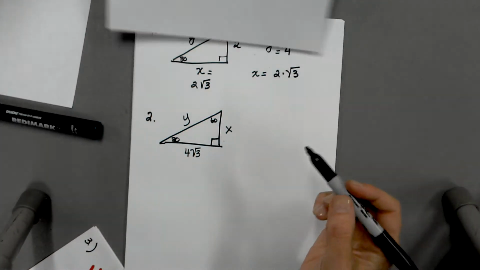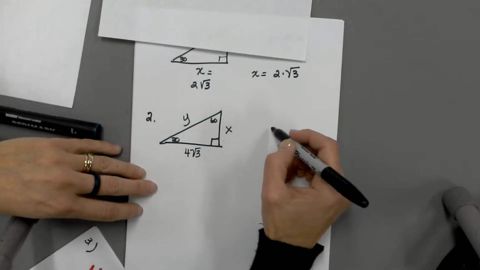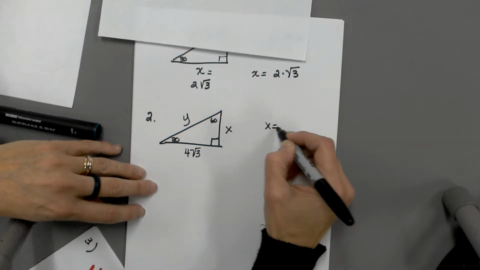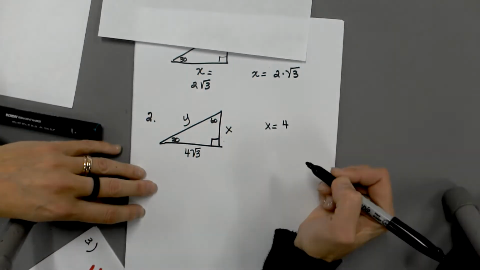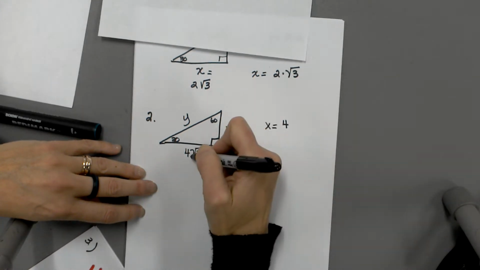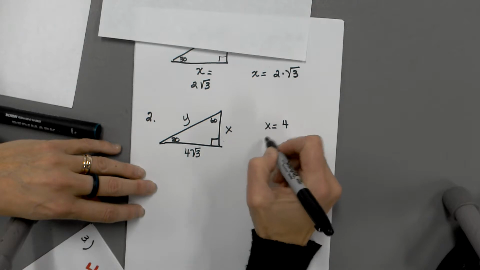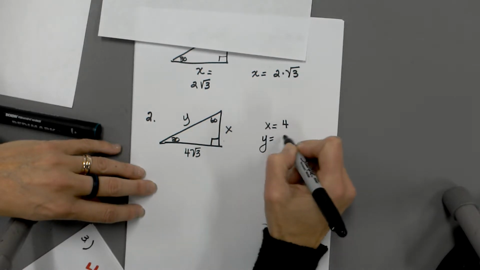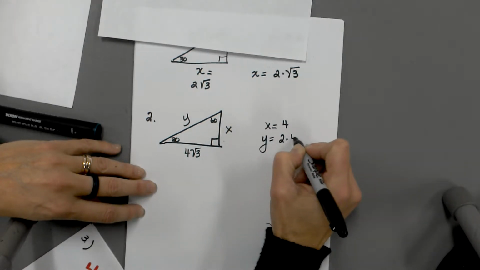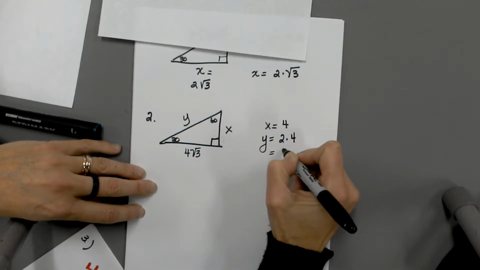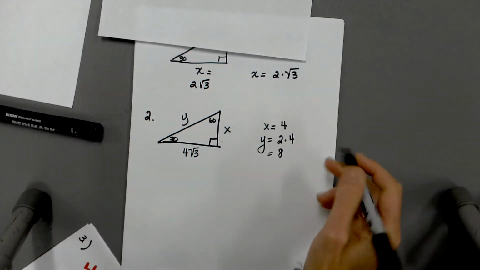So 4 root 3 divided by root 3 is just going to be 4. So the short leg is 4. You can check yourself: 4 times the square root of 3 gives you the long leg, and there you go, we're back again. And then once you know the short leg, to find the hypotenuse is always 2 times the short leg. So that's going to be 2 times 4, which is 8.